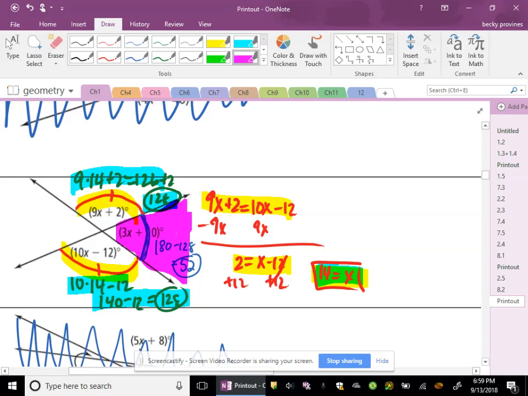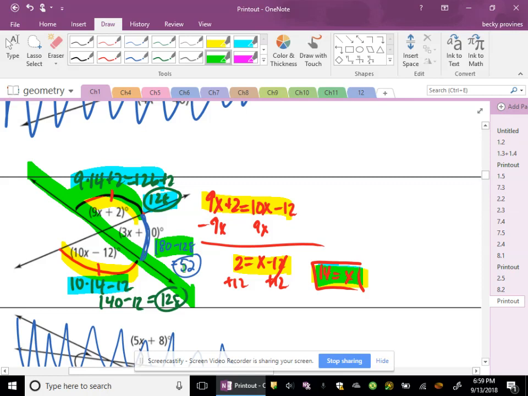Okay, so you have a couple choices. Either you could plug x back into the equation, or, and this is a big or, you can realize that this is a straight line. You know the first angle here is 128. So I took 180 minus 128. And when I did that, I got 152.